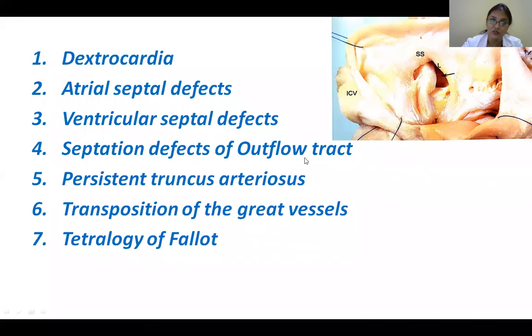Again, septation of the outflow tracts also. Normally, because the spiral septum has to cut, your right ventricular outflow should be directed towards the pulmonary trunk, and the left ventricle should be directed into your aorta. Supposing this septation is not spiraling and it just goes straight down, then what happens? Your right ventricular blood goes into your aorta, and the left ventricular blood goes into your pulmonary arteries and into your lungs. Do you think it's going to help the child?